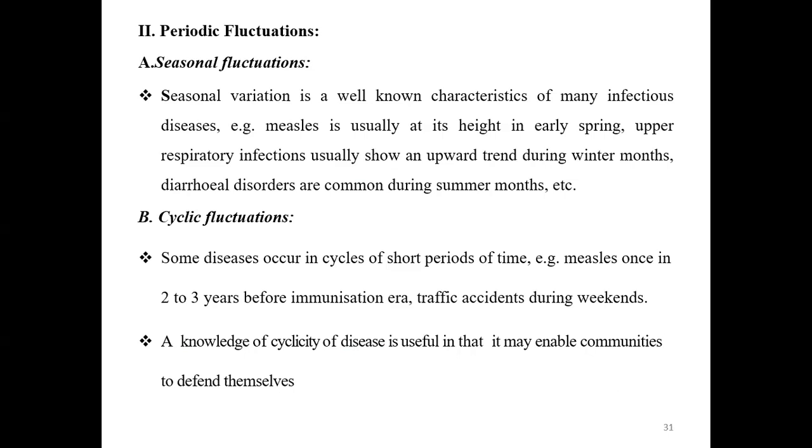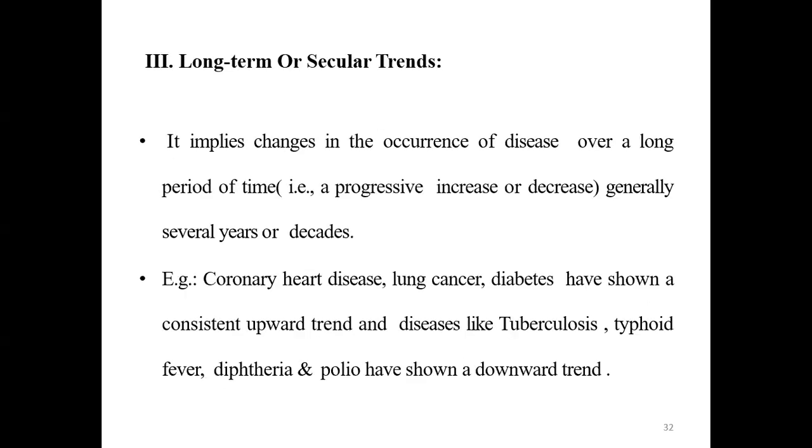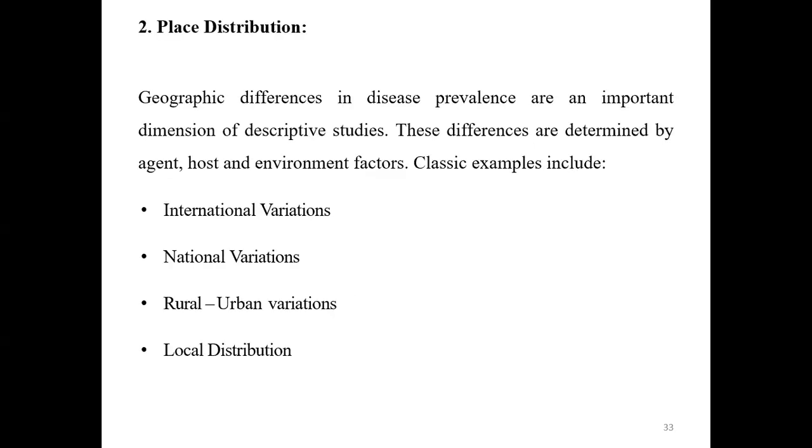Second is the periodic fluctuations, which include seasonal and cyclic. Seasonal variation is a well-known characteristic of many infections, like measles and upper respiratory tract infections in winters, etc. And cyclic fluctuations occur in cycles of short periods. For example, measles once in 2 to 3 years before immunization. So this comes under periodic fluctuations. Coming to the long-term or secular trends, it implies changes in the occurrence of disease over a long period of time, like coronary heart disease, lung disease, diabetes, etc.